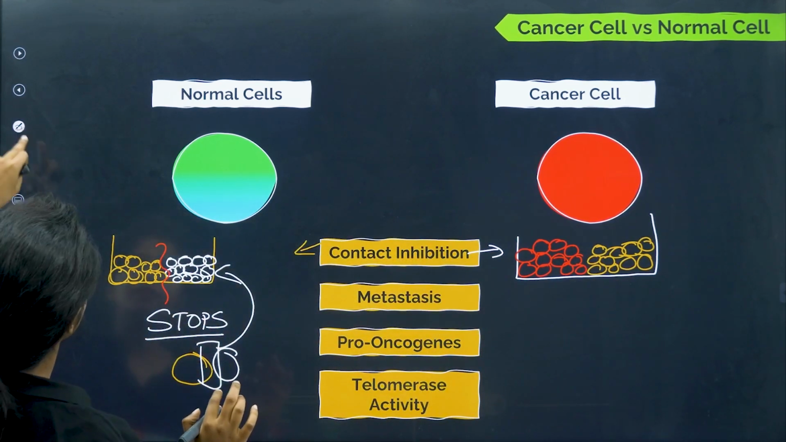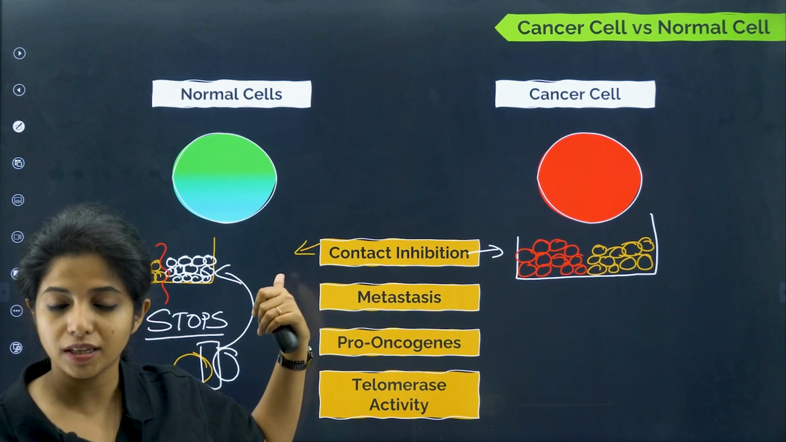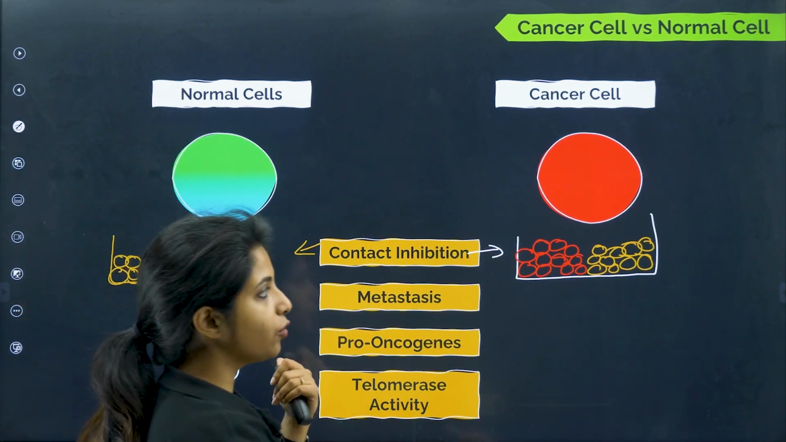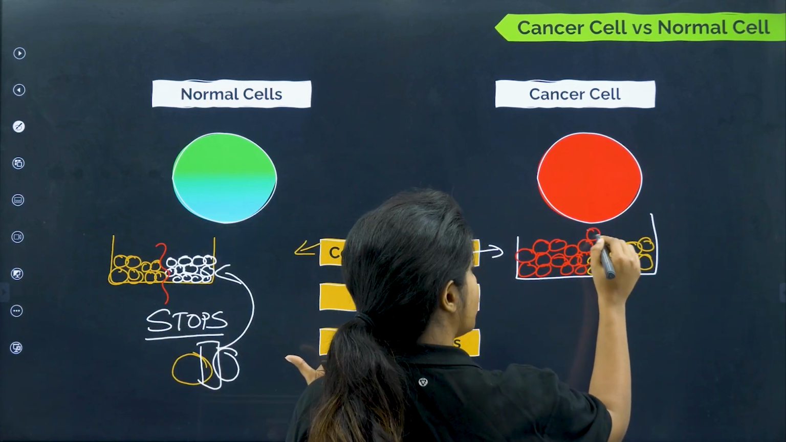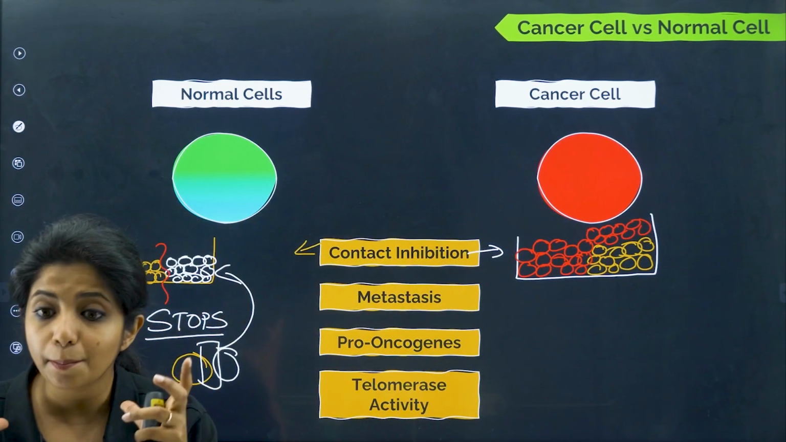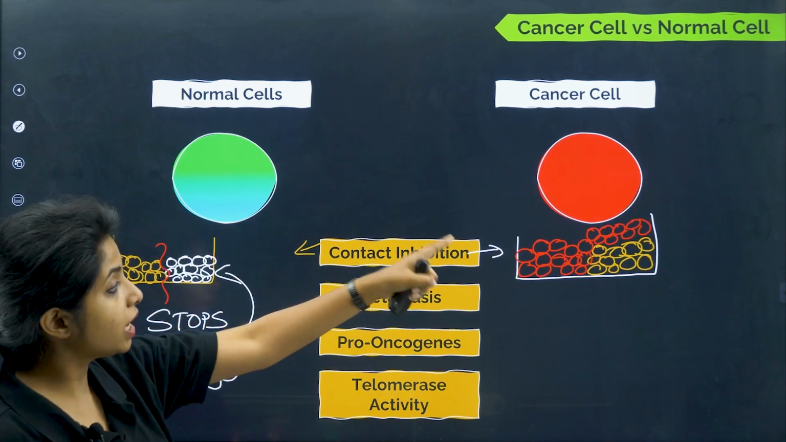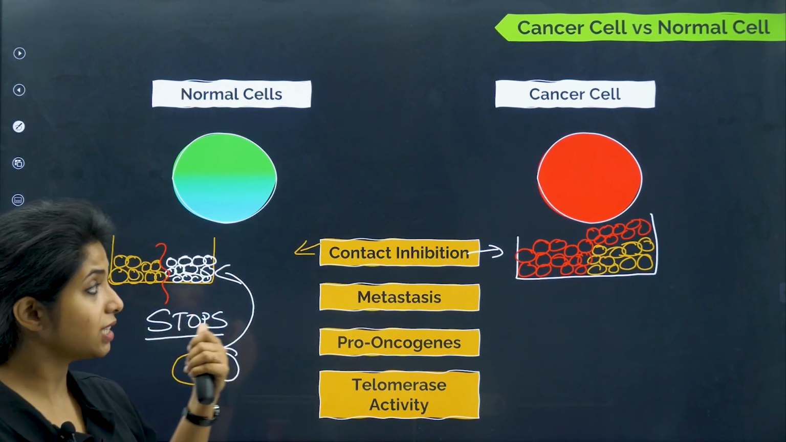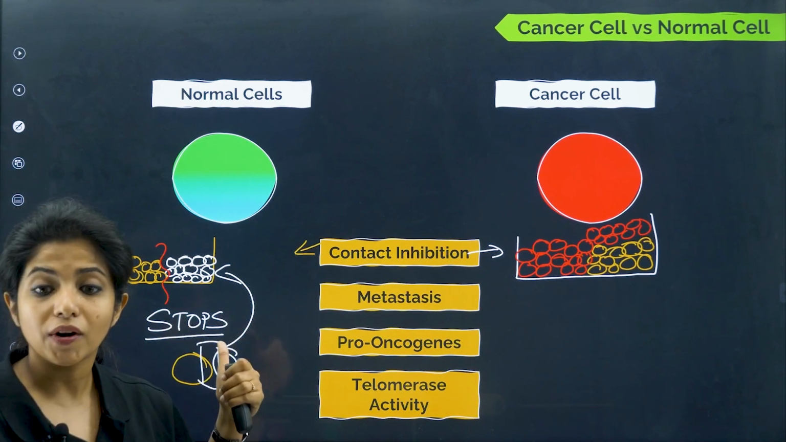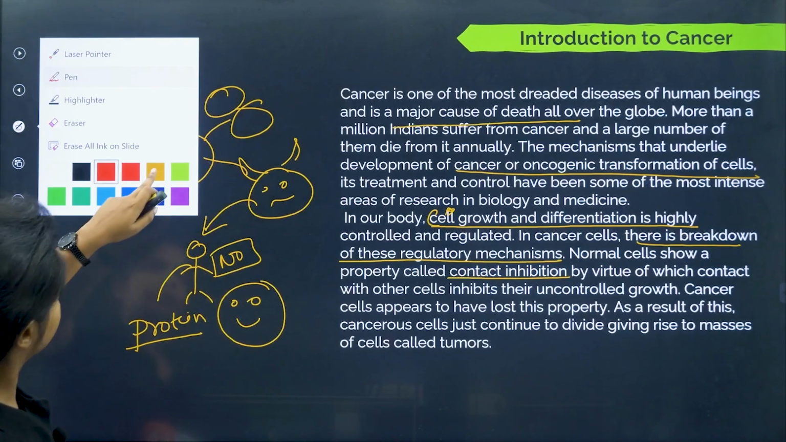But do you think cancer cells are like that? Will they follow this particular rule of contact inhibition? Never. They are not going to do that. So these cells keep on dividing and form a lump there. What does it form? It forms a lump there. So they do not follow contact inhibition, whereas normal cells definitely follow contact inhibition, children. Okay, next thing, let's see what is there.